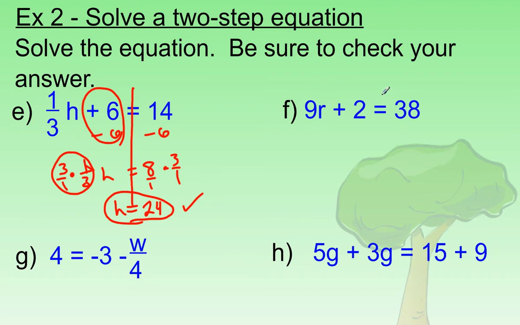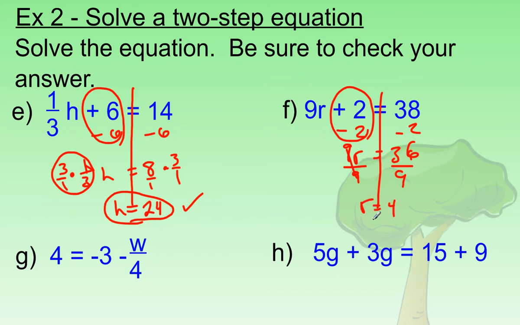Letter F, separate your sides. Nothing to simplify here, nothing to simplify here. Get rid of the multiply, divide last, so you get rid of this first. I subtract 2 to get rid of an add 2. 9r equals 36. Divide both sides by 9 to cancel out a multiply by 9, and r equals 4. 9 times 4 plus 2. 9 times 4 is 36. Plus 2 is 38, which checks out.